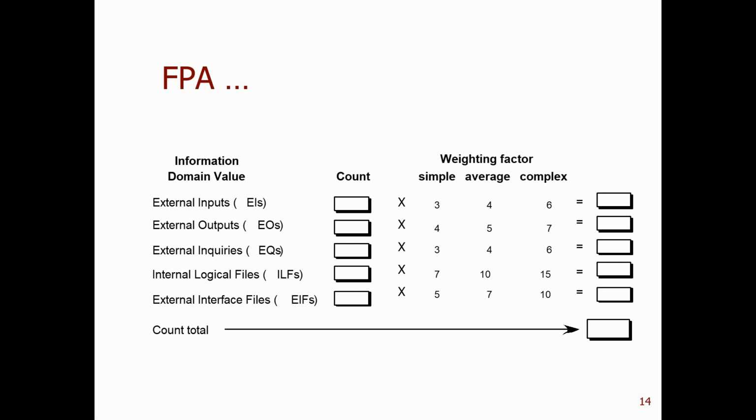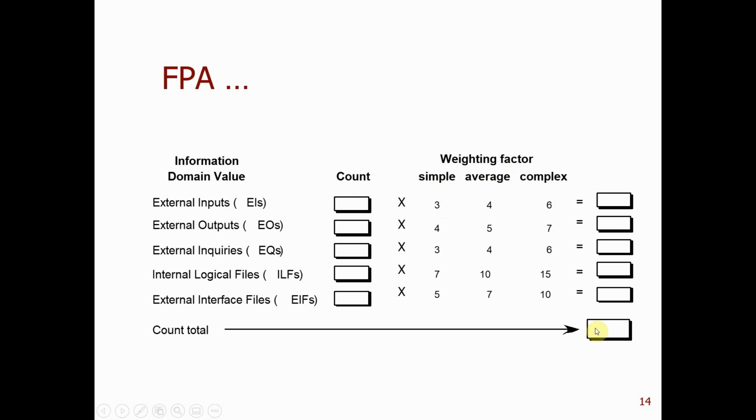Okay, then once we have these 5 domain metrics, we can bring them into this table. For each input, there are 3 weighting factors: simple, average, and complex, and they have different weights. Then you multiply them, and then you add them up. You have this counted total.